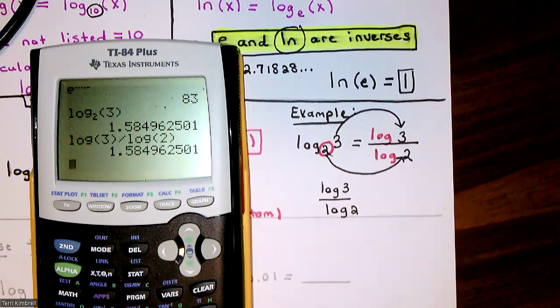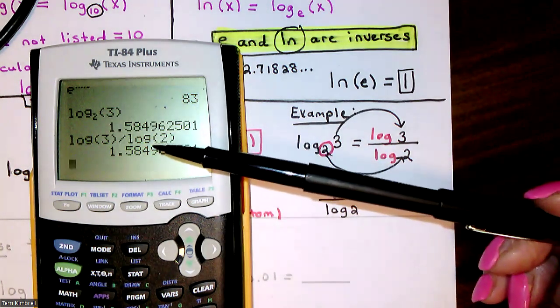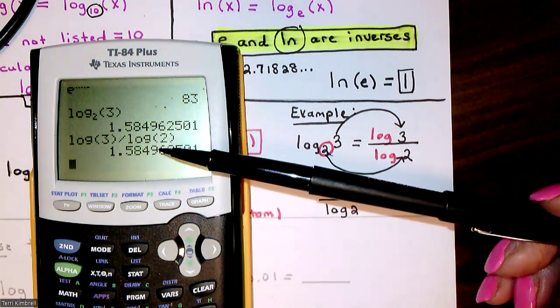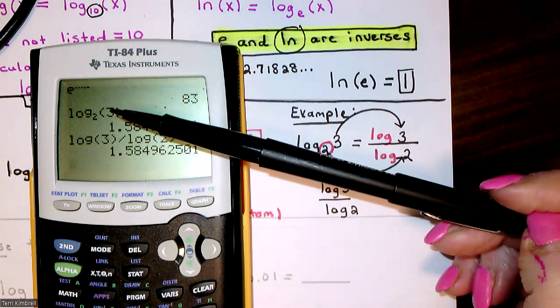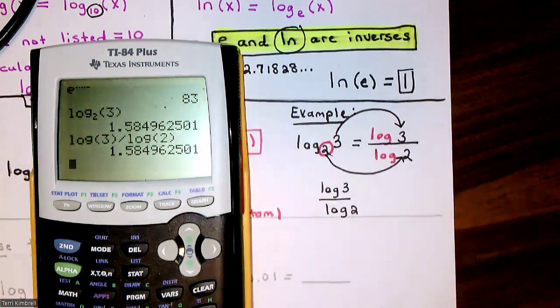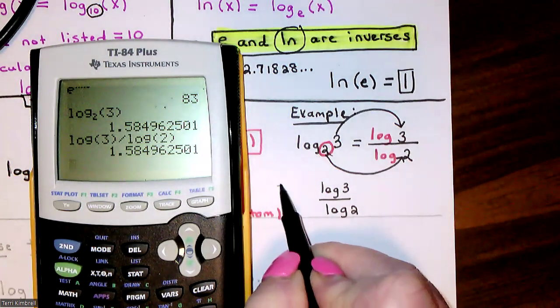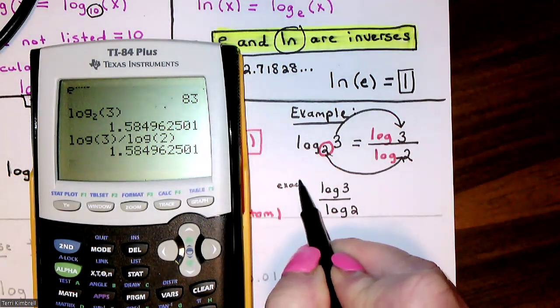So I wanted to show you that you would get the same number value. So when you look at those numbers, they're the same, okay? But when it wants you to put an exact answer, you're not going to be able to put 1.5850. You're going to have to put this right here into the computer. So this would be considered exact.